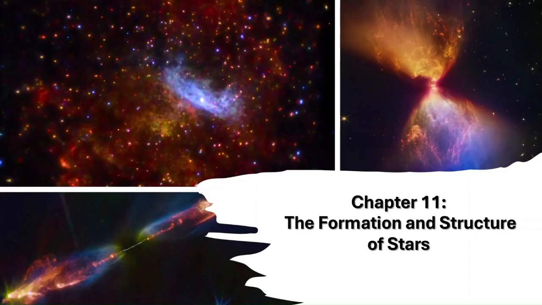Now think about this for a second. Every single star you see in the night sky, including our sun, started out as just clouds of gas and dust floating in space. So, how does something so cold and dark turn into something so bright and powerful? And that's what we are going to uncover in this chapter.